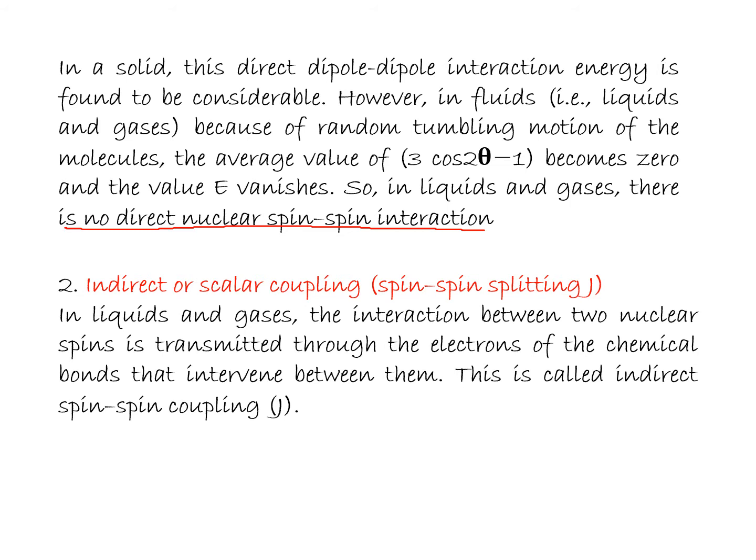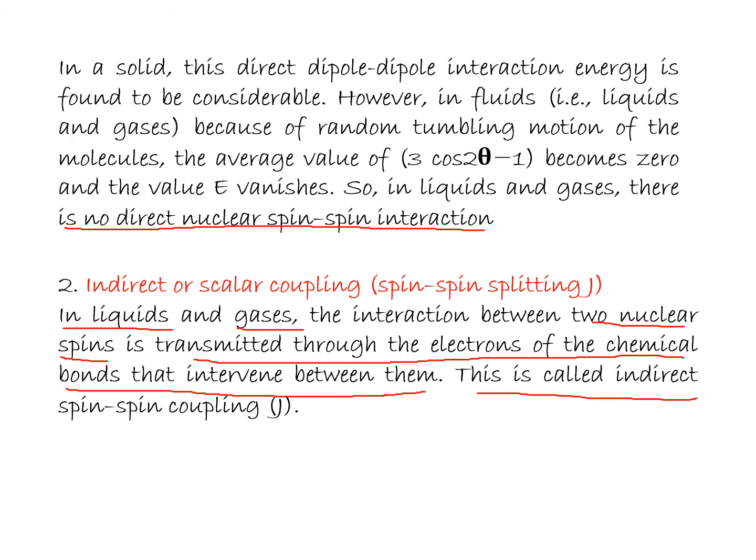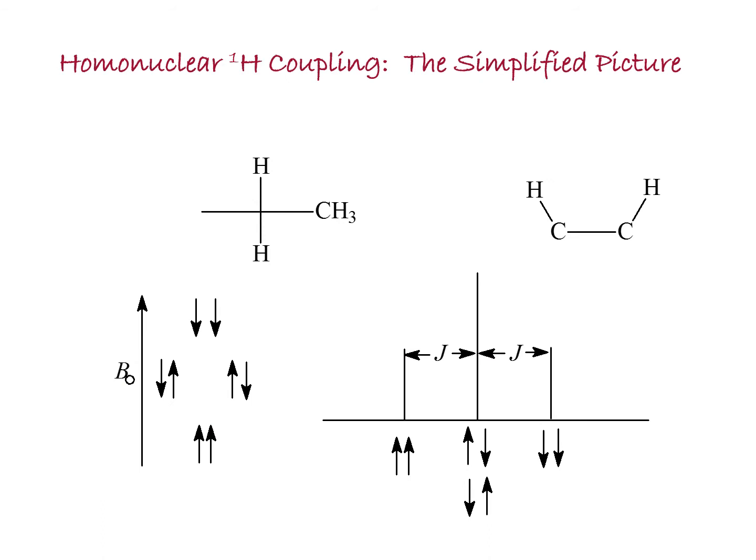Number 2, indirect and scalar coupling, spin-spin coupling J. In liquids and gases, the interaction between two nuclear spins is transmitted through the electrons of the chemical bonds that intervene between them. This is called indirect spin-spin coupling J. Let's see.